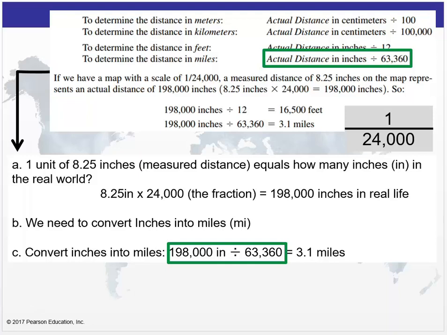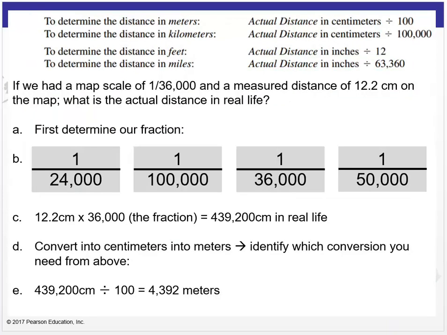Again, this section down here helps to break down how to do those calculations in a little bit more step-by-step detail. So again, go ahead and take a look at how those numbers were plugged in before you try to do this on your own. But before I let you do the practice exercise, I'm going to let you take a stab at this one. So if we had a map scale of 1 to 36,000 and a measured distance of 12.2 centimeters on the map, what is the actual distance in real life?